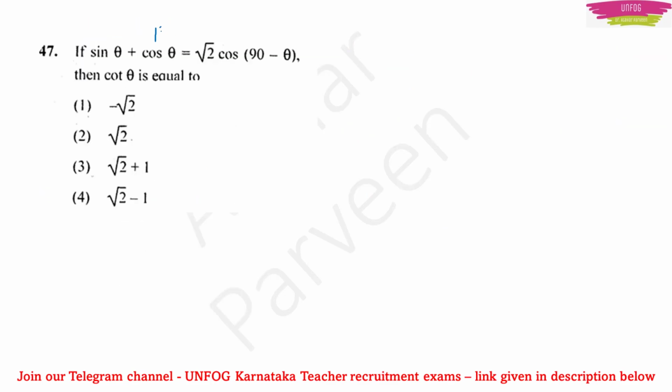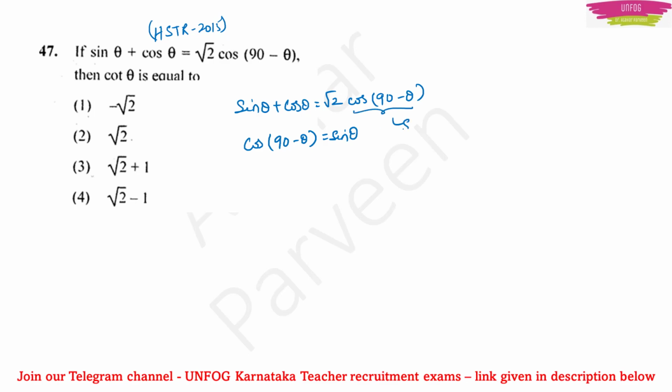Next, this is also HSTR 2015 question. The question is, if sin theta plus cos theta is equal to square root of 2 cos 90 minus theta, then cot theta is equal to. Now, these things will become easy for us now. Sin theta plus cos theta is equal to square root of 2 cos 90 minus theta. Now, I know that cos of 90 minus theta is equal to sin theta.